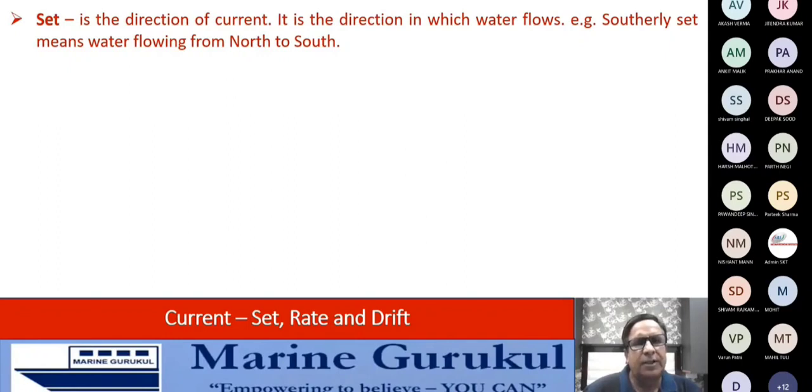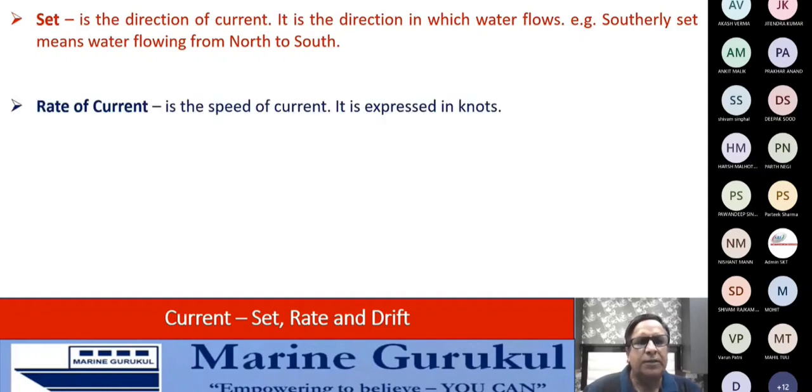Set is the direction in which the water flows. That is, if we say the current is setting south or current is setting 180 degrees true, that means the water is flowing from north to south. The rate of current is the speed of current. It is expressed in knots.